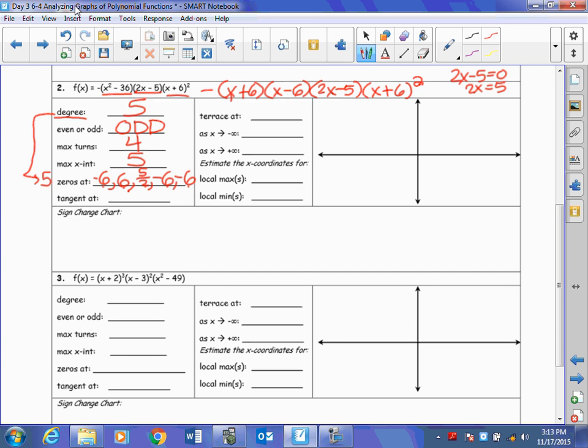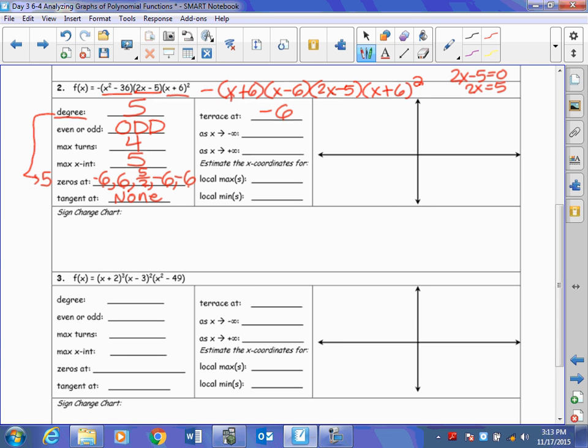Okay, is there a tangent? Is there anything repeated twice? Yes. But that's repeated 3 times, so that's a terrace, not a tangent. Oh, there is no tangent. I don't want to put x. Let's put none, because you might think it's a variable or something.